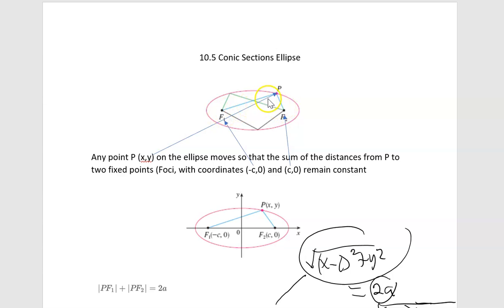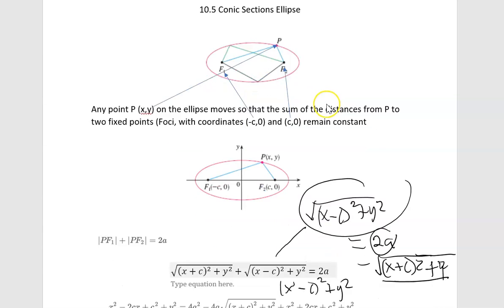So, for example, here you can see the distance to F1 is larger and the distance to F2 is smaller, and if you take the sum, you get a certain sum. But if the point comes here, the distance to F1 is smaller and the distance to F2 is larger, but the sum still remains constant. No matter where it goes along this path, the sum of the distances remains constant. So we are trying to put that into equation form.